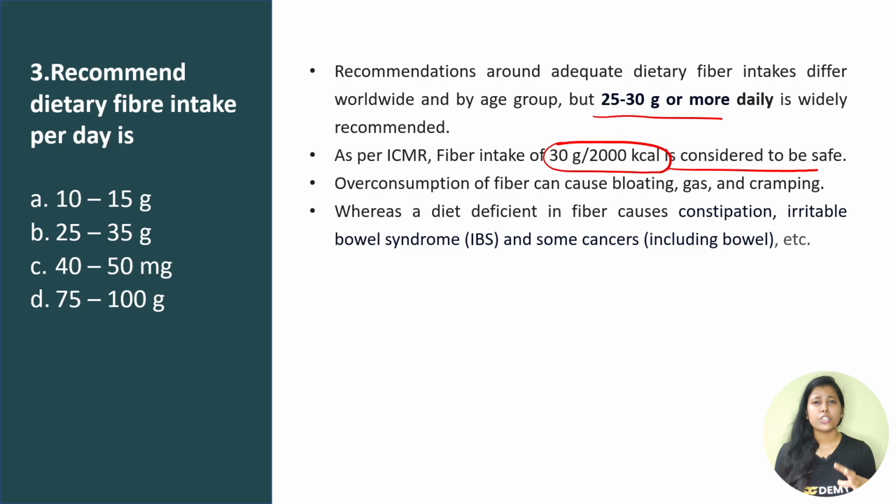Now if you consume too much fiber, or even for other nutrients, too much of any nutrient can cause related problems. If you consume too much fiber, it can cause bloating, gas, cramping, and if there is a deficiency of fiber, it can cause constipation, irritable bowel syndrome, and even some cases of cancers can happen in deficiency of fiber. So here we have got the right answer. As per ICMR it is 30, and the general range is also 25 to 30. So you can see 30 lies in this range. So option B becomes our correct answer.